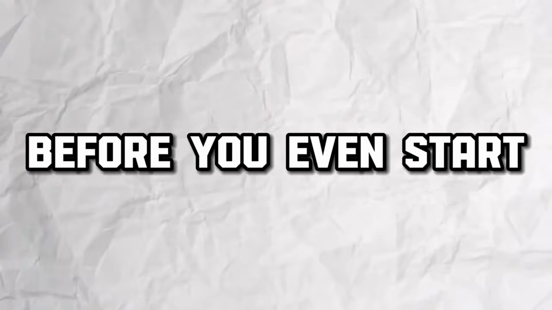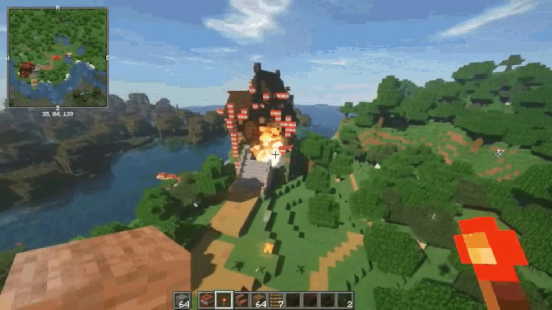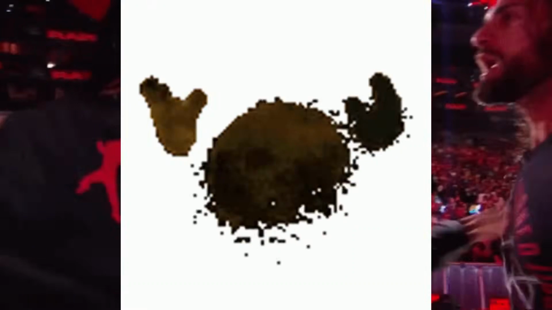Okay, so before you even start power scaling, you got to think about what type you'll be doing. Since we want to cause as much chaos as possible, we're going to stick to cross-verse battles and scaling, because that's how you can start the most arguments. Also, it's much easier to disprove in-universe power scaling.